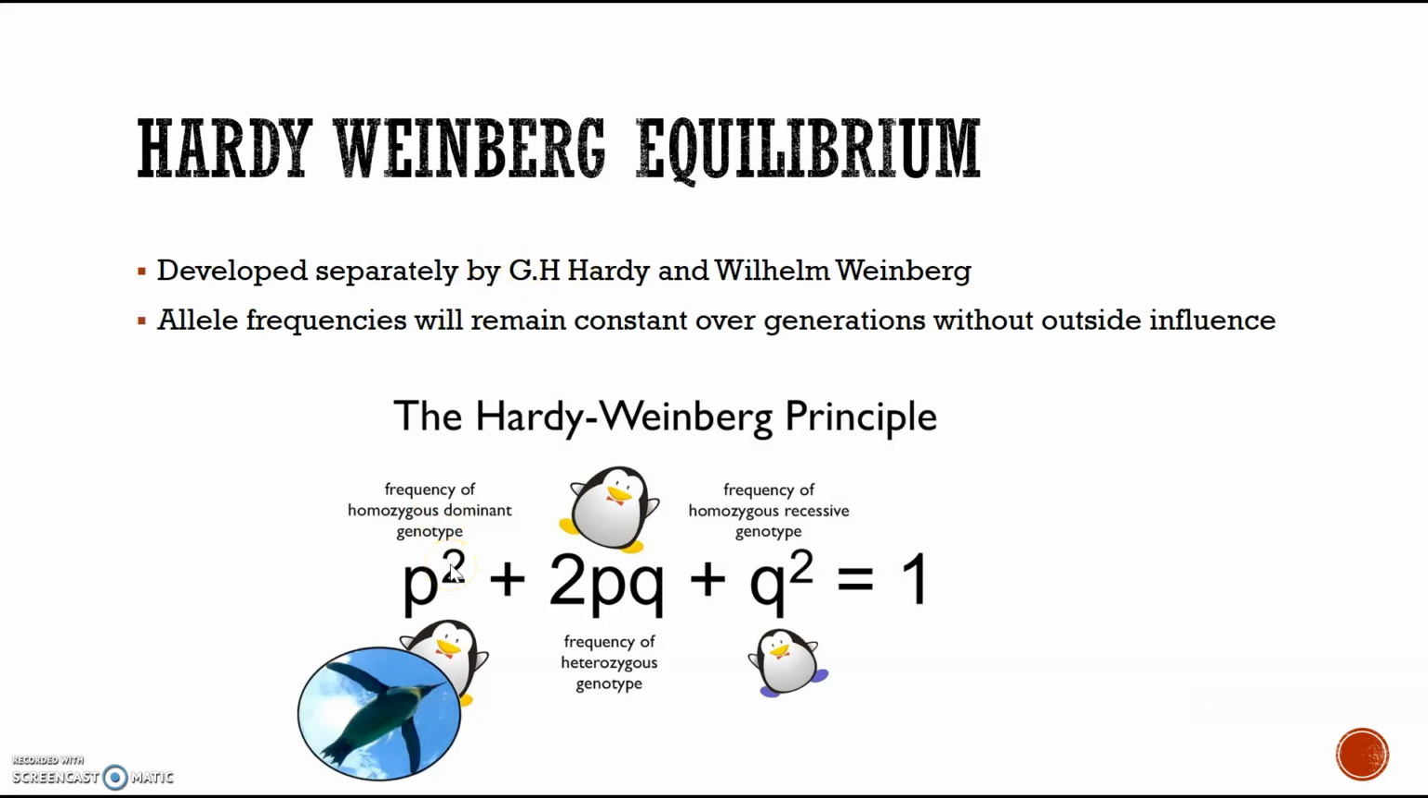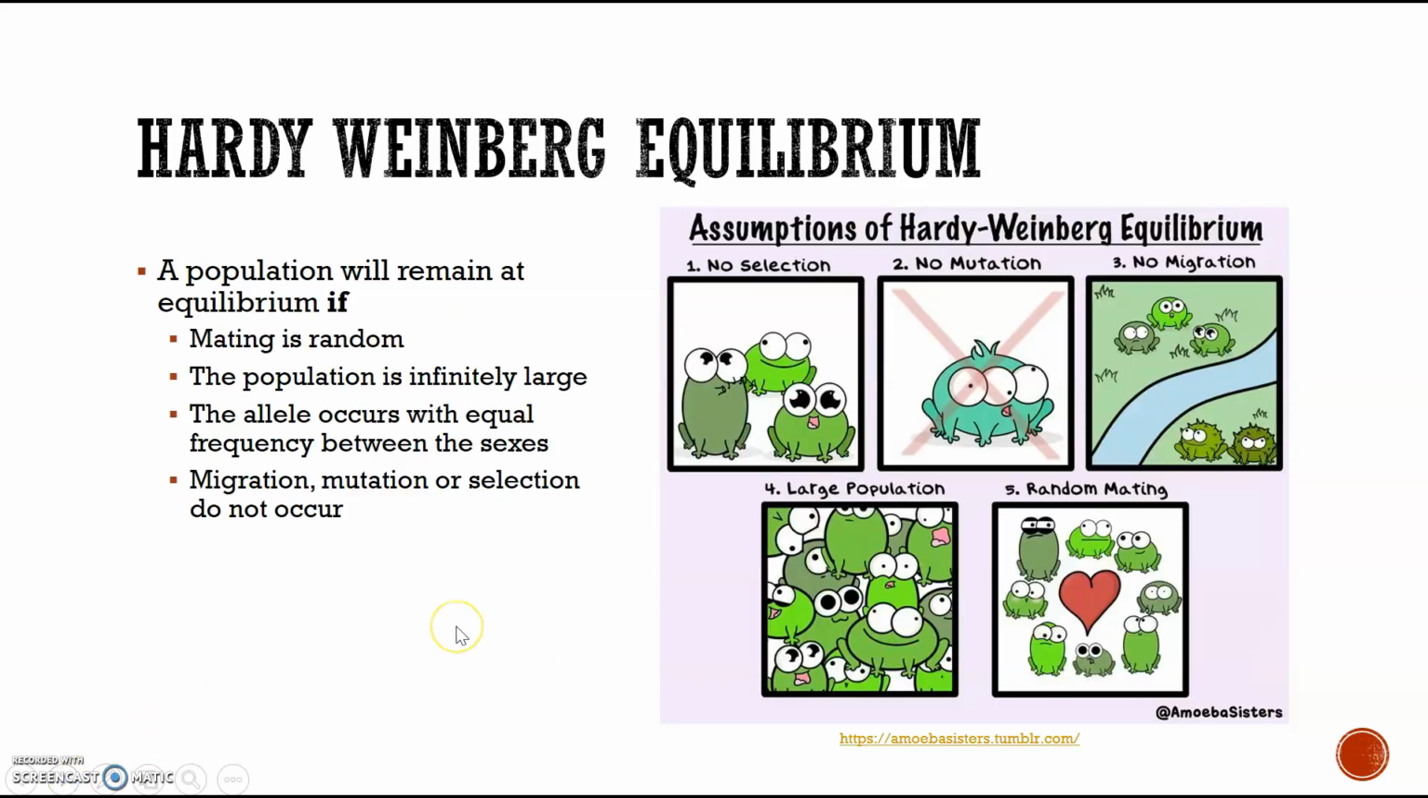The equation is expressed where the frequency of the homozygous dominant genotype is p squared, the frequency of the heterozygotes is 2pq, and the frequency of the homozygous recessive genotype is q squared. The whole thing is going to add up to 1, or 100%.